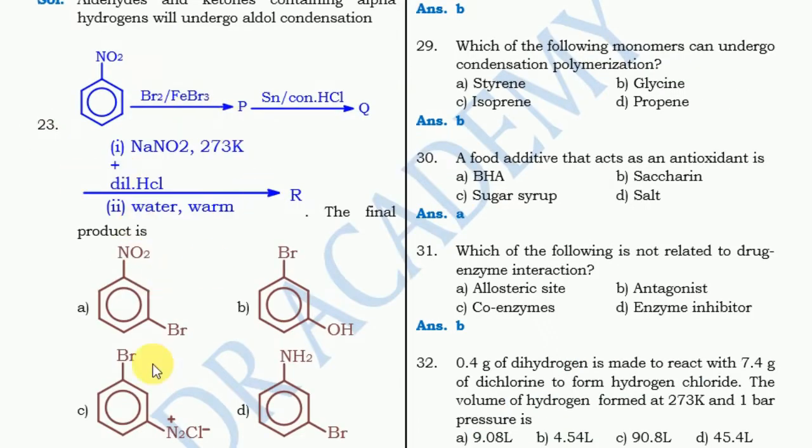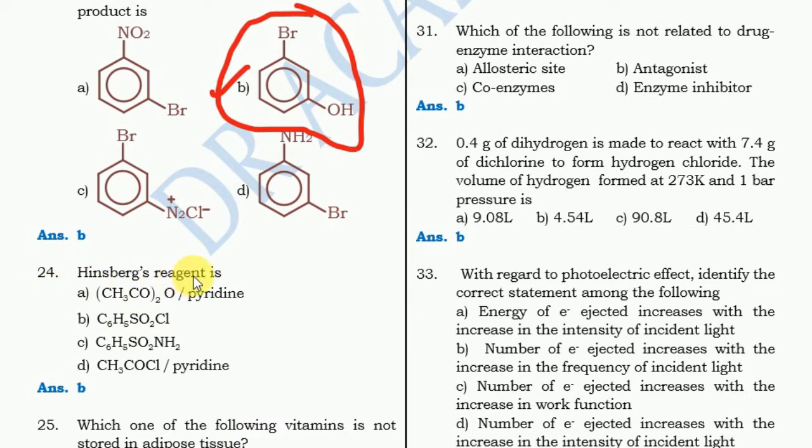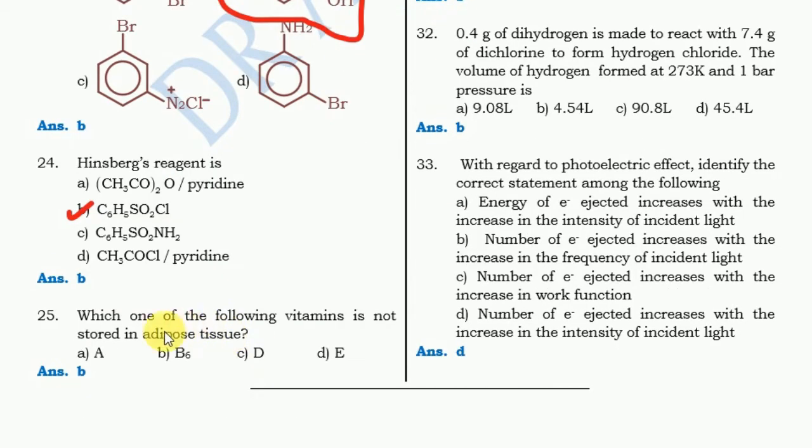Okay, next question: Enzymes reagent is dash. For this one option B is the correct one. Okay, next question: which one of the following vitamins is not stored in adipose tissue? For this one option B is correct one, B6.